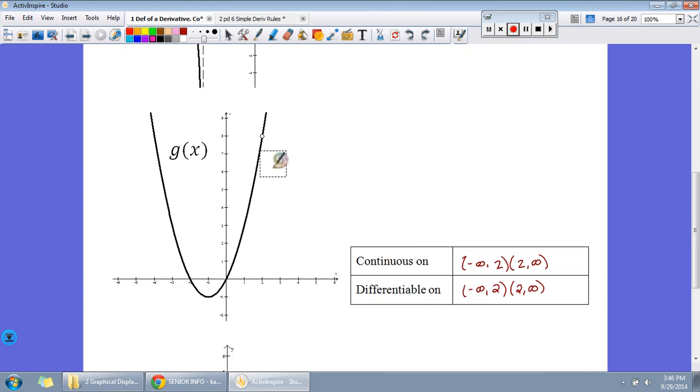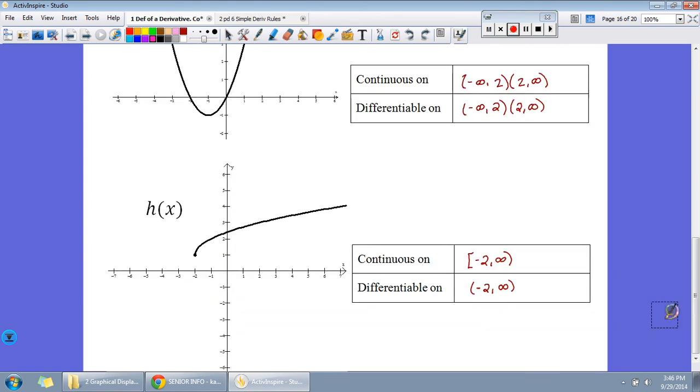Our second function has a hole at x equals 2, a removable discontinuity. So it's continuous from -infinity to 2 and from 2 to infinity. It's differentiable on the same interval. Our third function, which looks like some kind of square root, the domain starts at -2 and it's got a square bracket because -2 is included on that interval. The function is differentiable on the same interval, but it does not include -2 because there's no left-hand side. We'll talk more about that in a few minutes.